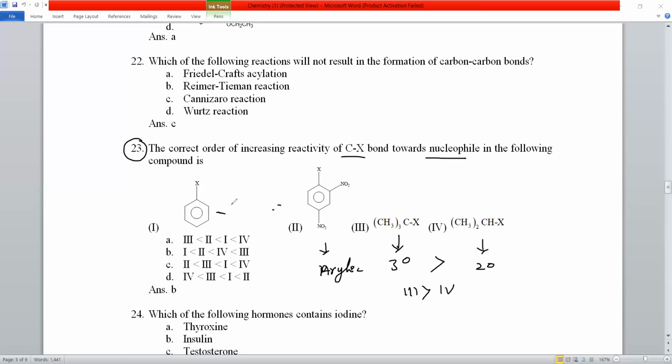Then you can go for the aromatic ones. Withdrawing groups, minus I or minus M, are directly proportional to nucleophilic substitution reactions. Here 2 withdrawing groups are there. Here there is no withdrawing group. So the latter should be 2 and then 1. So 3, 4, 2, 1. Option B is the correct answer, student. Stability of the carbocation we have to check here.